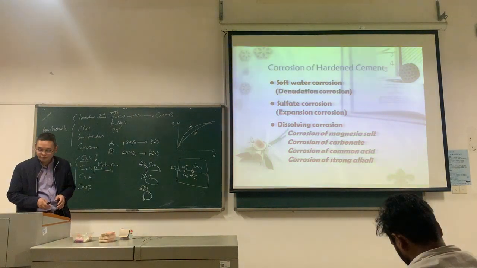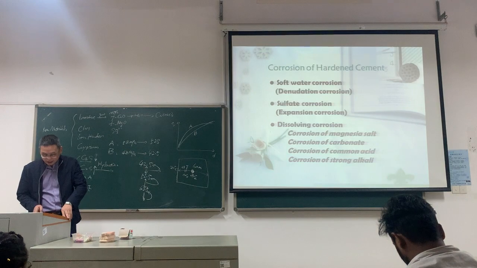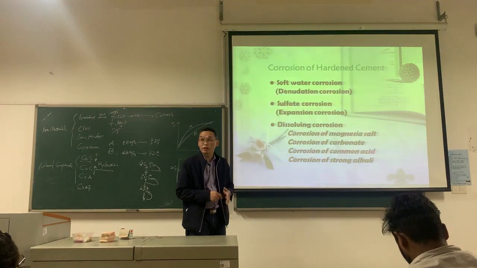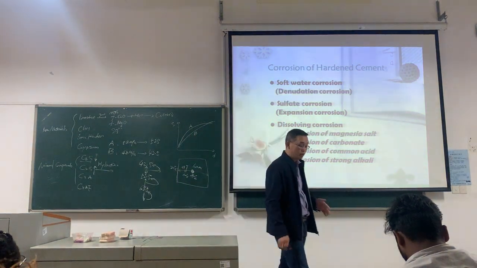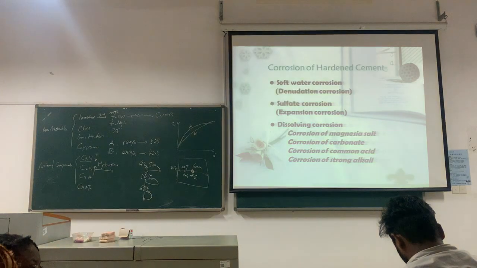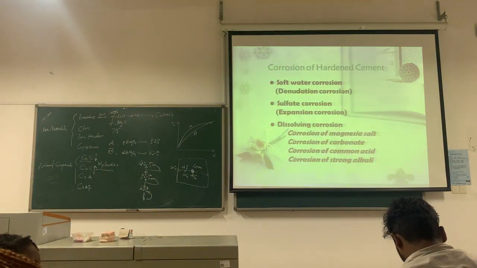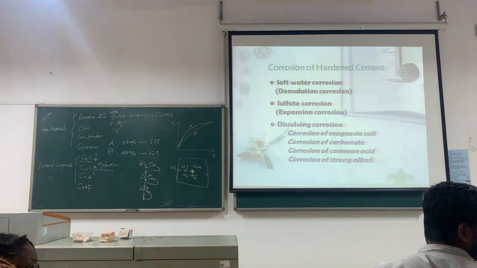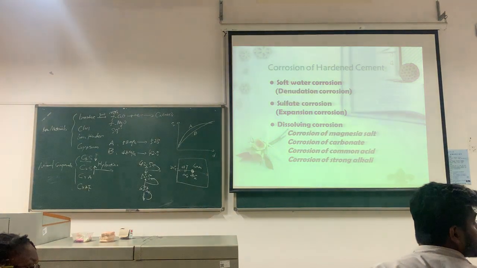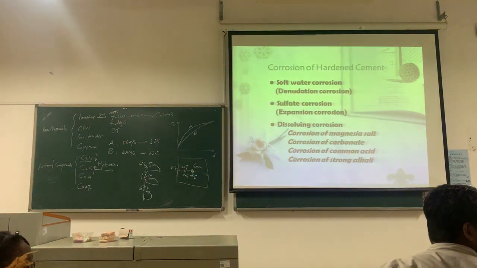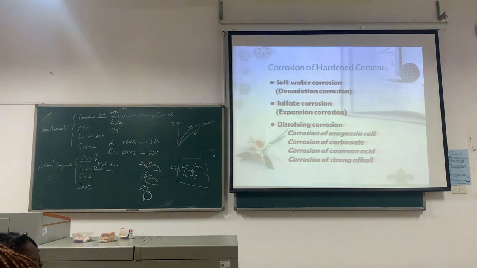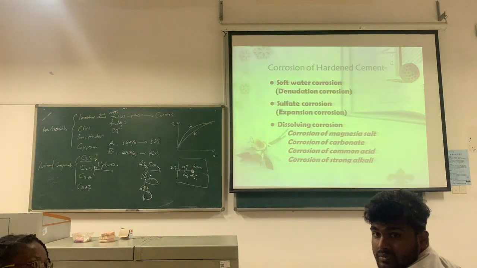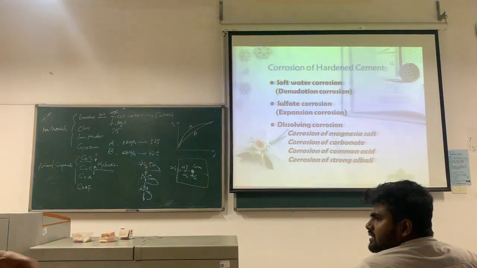And then, for the corrosion of hardened cement, we want to know what corrosion is. I think corrosion is to the steel. Yeah, for the steel. How is the corrosion in the cement?